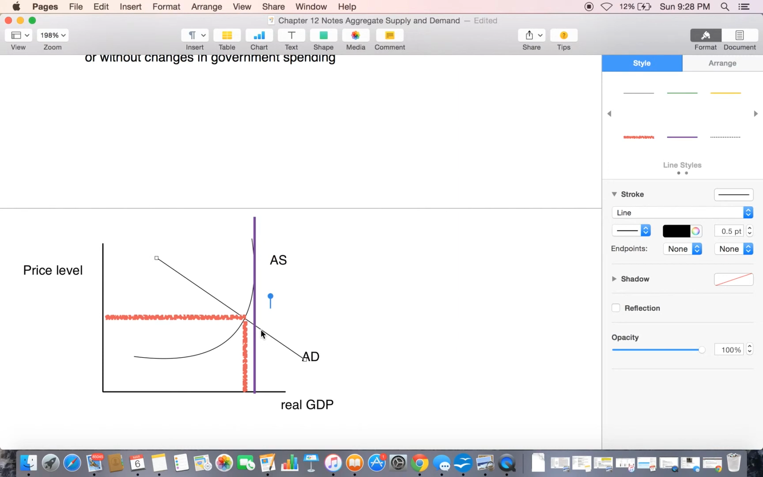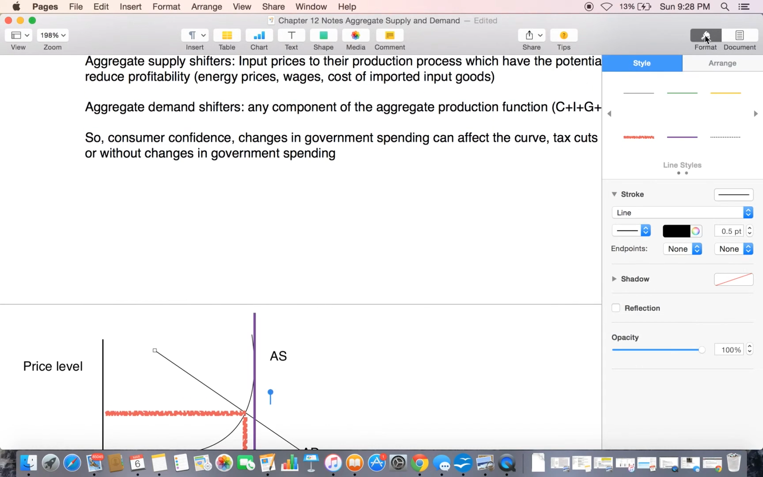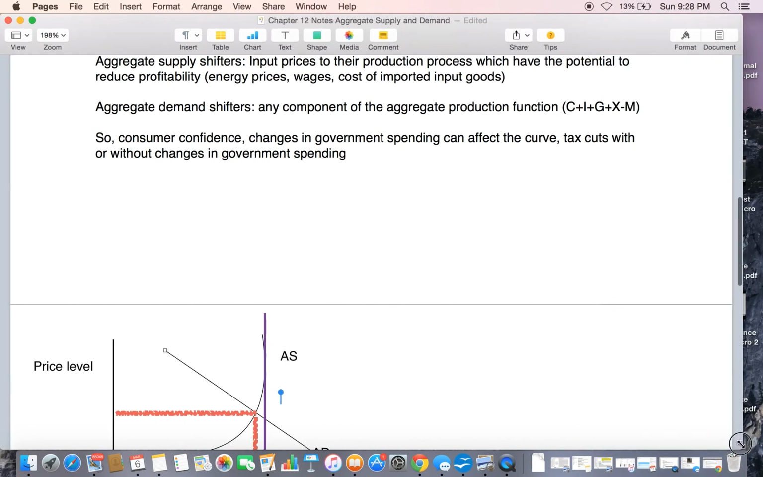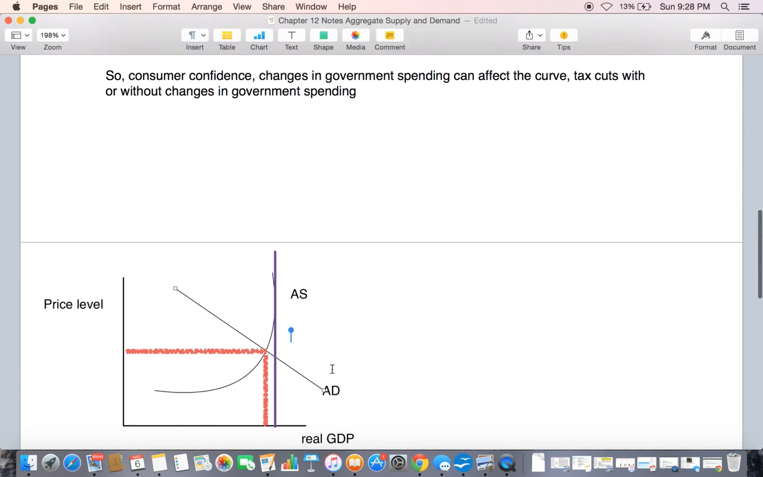If consumer confidence falls, our consumption will fall. The total amount of GDP produced will be at a lower price level and less real GDP will be produced. If the government decides to change its spending habits, we can also assume that there will be changes to aggregate demand. So increases in government spending will increase our aggregate demand. Decreases in government spending will decrease our aggregate demand, decreasing the price level and amount of real GDP produced.